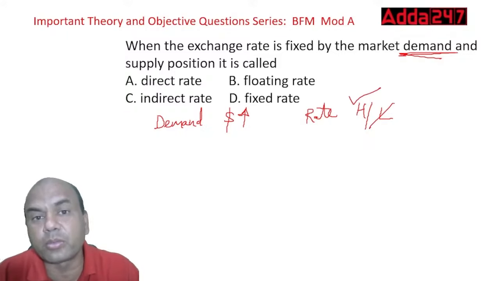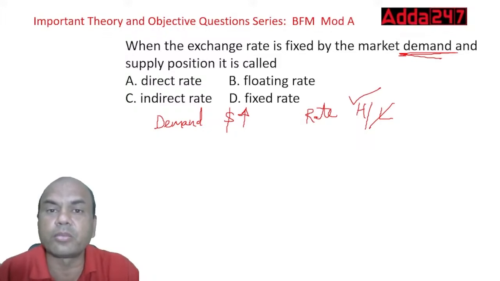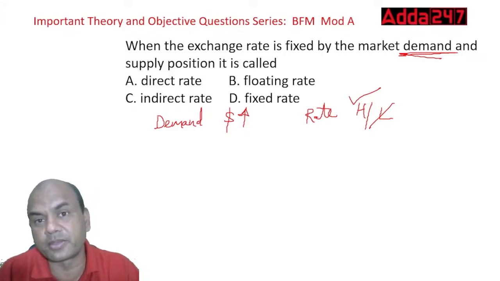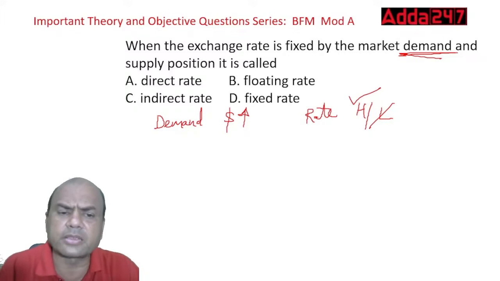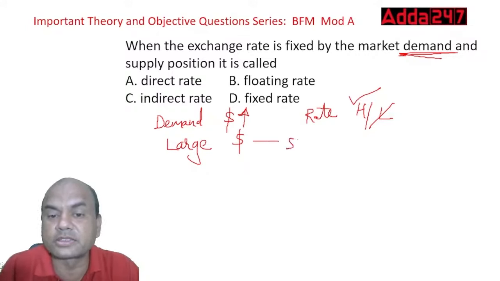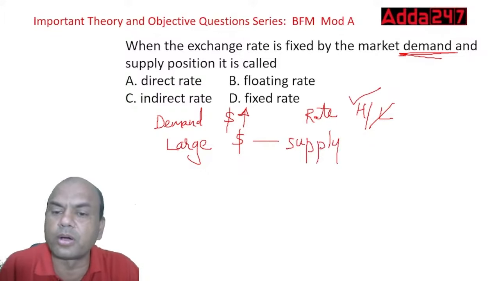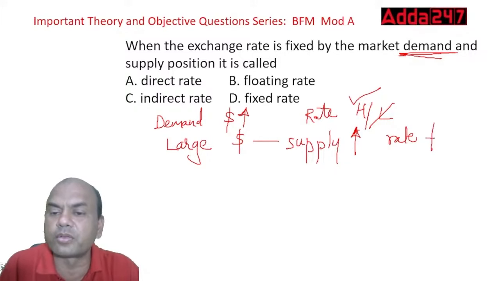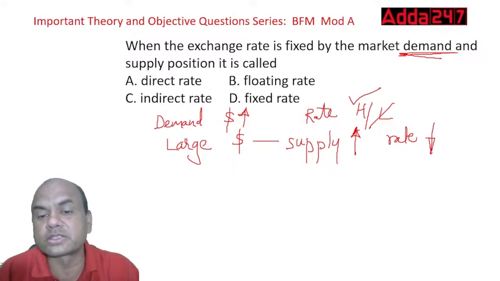If the demand for any commodity is high, the rate for that commodity will go up, right? This happens when you have huge fund flows coming in. Suppose in India, a large amount of dollars is coming in, everyone is investing dollars. Then the supply will increase. If supply goes up, the rate goes down. So when large dollars come in, supply of dollar goes up and the rate goes down.